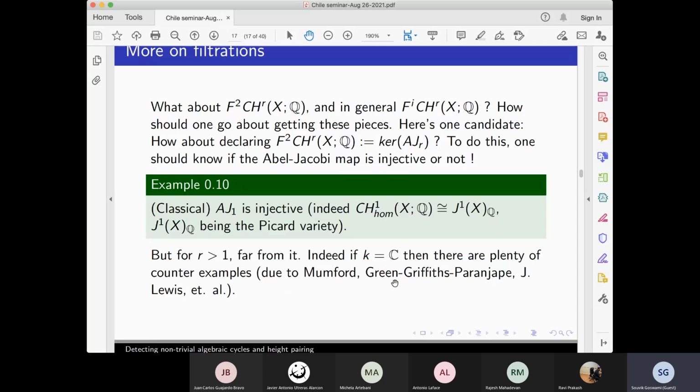Okay, so there is a famous counterexample due to Mumford, and a general theory which gives plenty of counterexamples by Green, Griffiths, and Paranjape. My supervisor, James Lewis, gave examples where this map is not injective. So there is indeed a kernel as long as you take K to be the complex numbers.